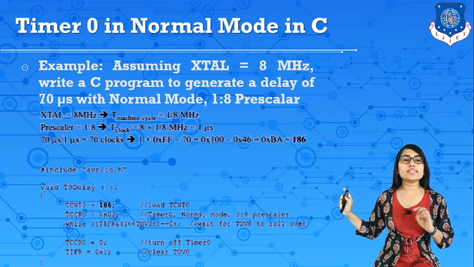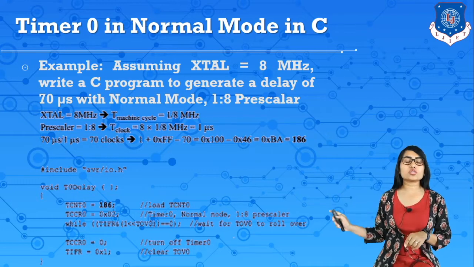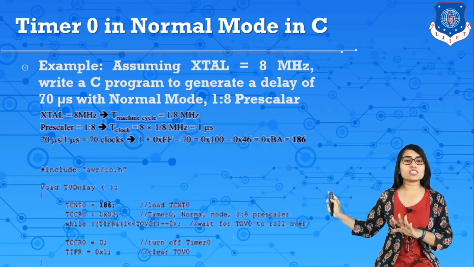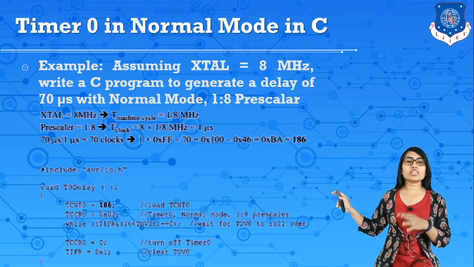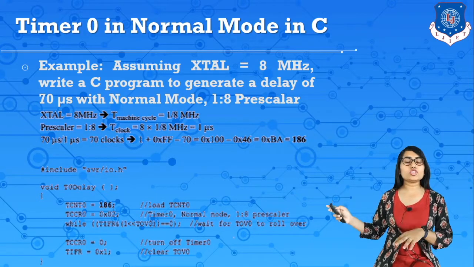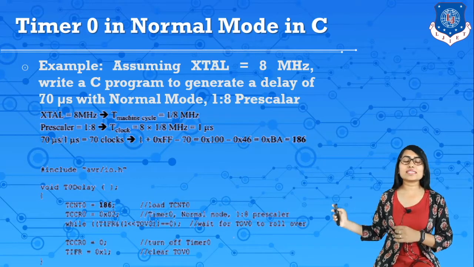Now our desired delay is 70 milliseconds and our clock duration is 1 millisecond, so 70 clocks are needed. For 70 clocks we can perform 256 minus 70. So here we have our value, and this value is converted into hexadecimal. So here we have the value of TCNT0.